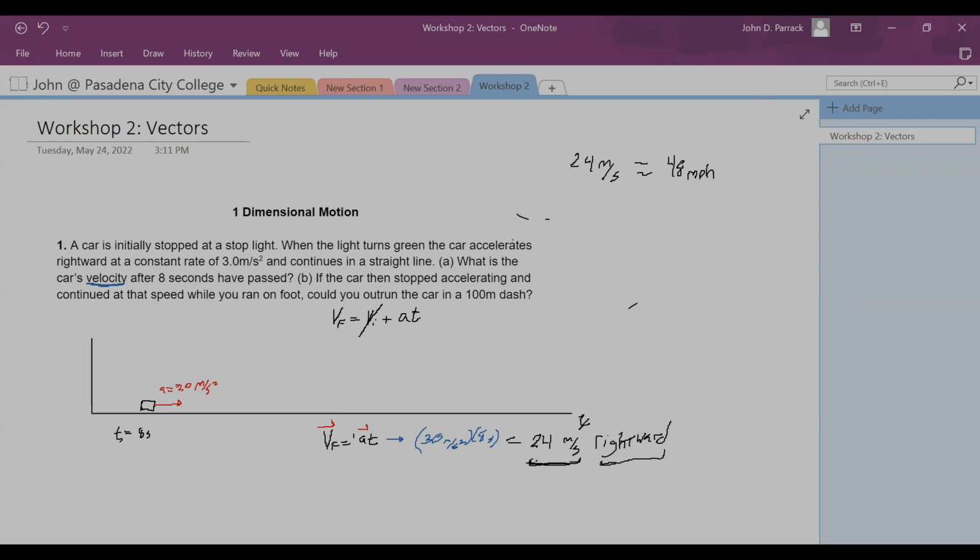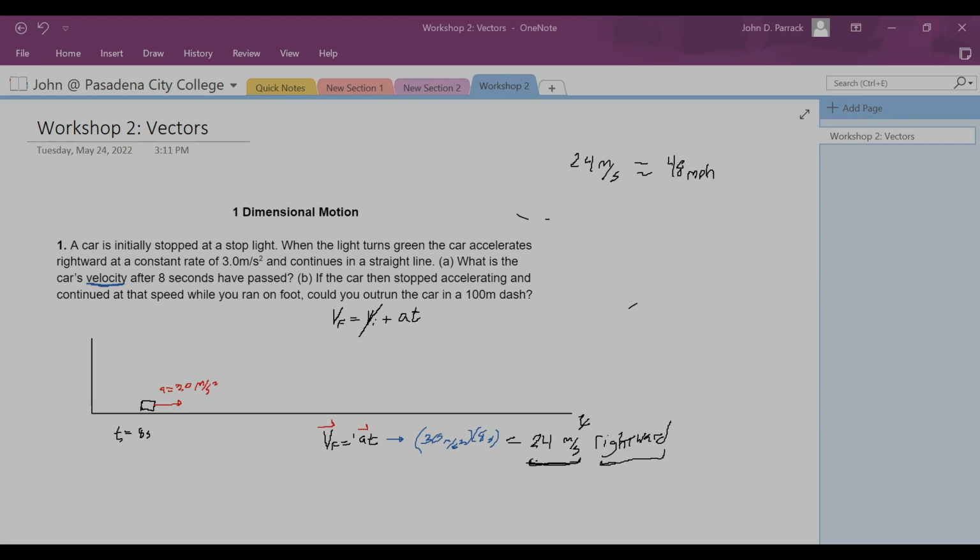All right, let's get on to the next one. I'm going to copy it over from another page here, so bear with me. Okay, so I'm looking at our worksheet. Let's copy over the second question.